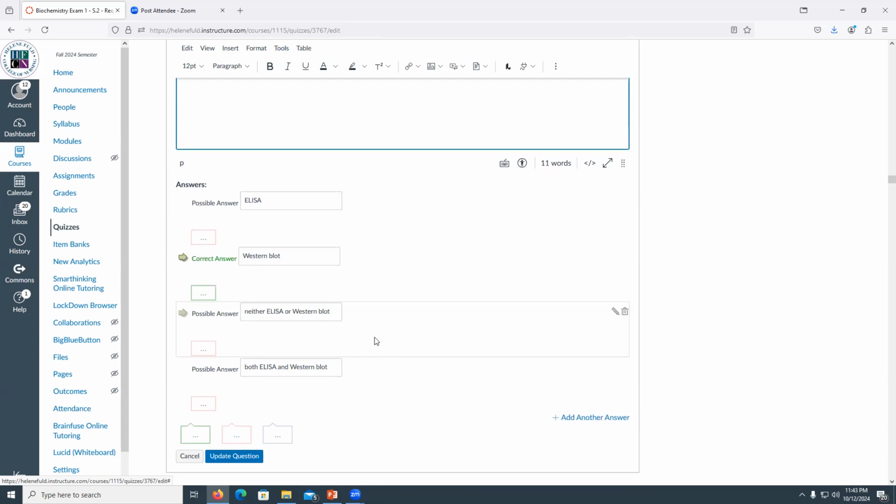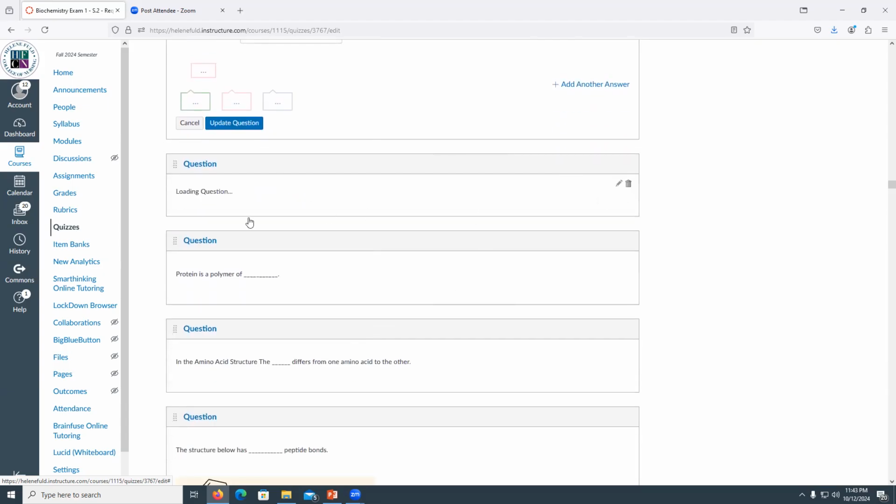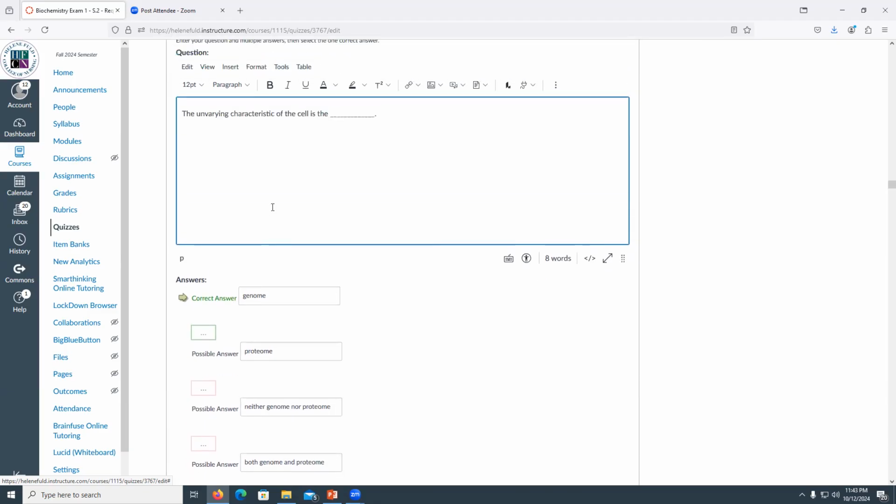And the heavier proteins will stay in the back, lighter proteins will move to the front. Unvarying means it will not change. Varying means it will change. Unvarying, it will not change. So that means no matter what cell you have, you will have the same DNA.